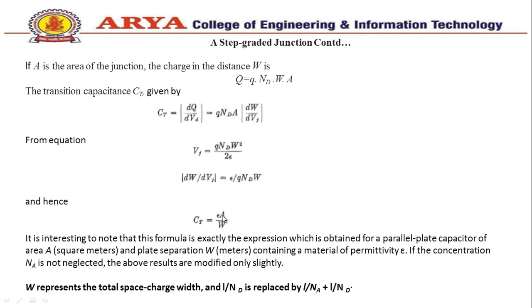So if the concentration Na is not neglected, the above results are modified only slightly, as we are talking about the total width. So the total space charge width, in this equation 1 upon Nd is replaced by the total concentration, that is 1 upon Na plus 1 upon Nd. So this equation can be modified by replacing 1 upon Nd through this expression. So we can calculate the total barrier potential inside a step graded junction.